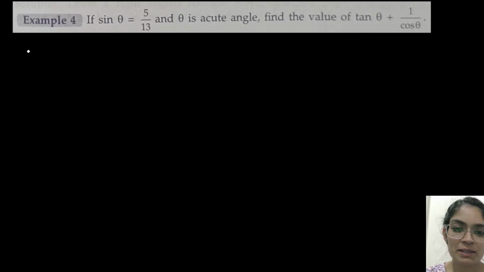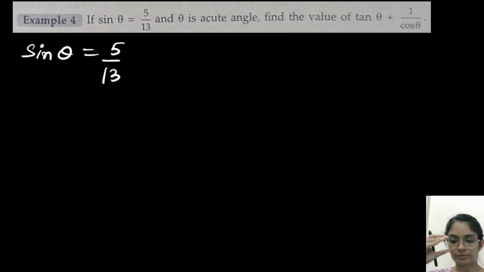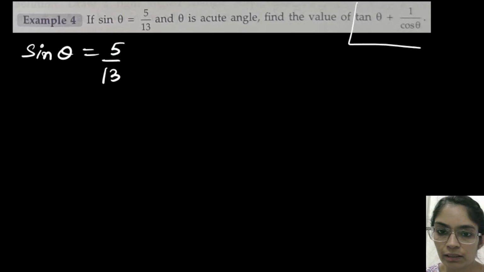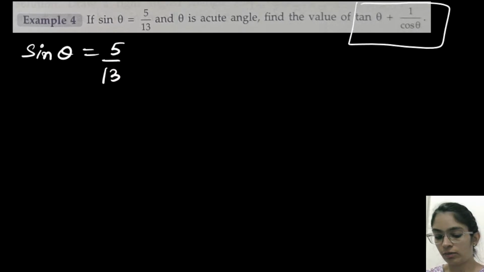So what is given to us in this one? Sin theta is equal to 5 by 13. So theta is acute. We have to find the value of this expression: tan theta plus 1 by cos theta. Okay, you solve it along with me and let's see who will complete this question before me.